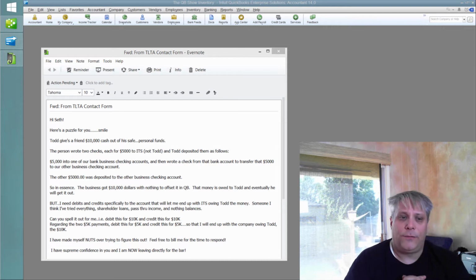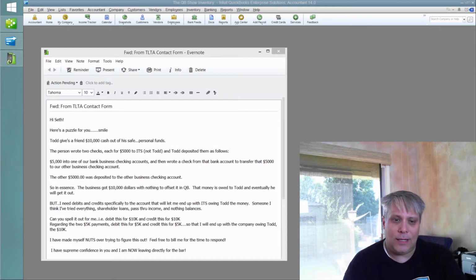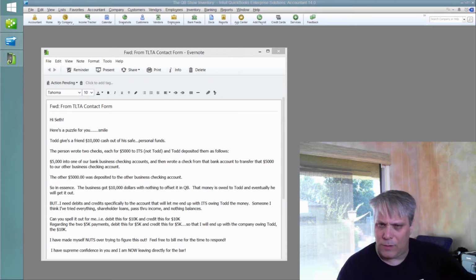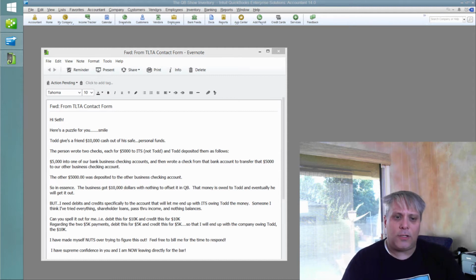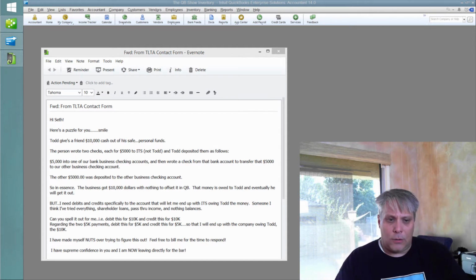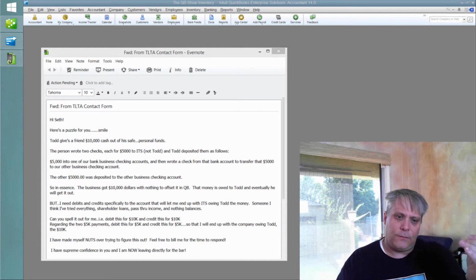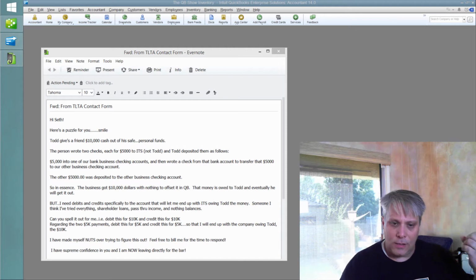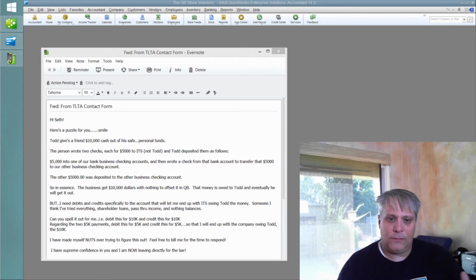She said, here's a puzzle for you. Todd gives a friend $10,000 cash out of his saved personal funds. Now, I think we've got this flipped on that first sentence, and you'll see why. When I responded to her via email, I made that point. She says the person wrote 2 checks, each for $5,000 to ITS, I assume that's the name of the company, not Todd, and Todd deposited them as follows. So I think the first thing is flipped. I think what happened is Todd's friend gave him $10,000 cash out of that person's personal funds.